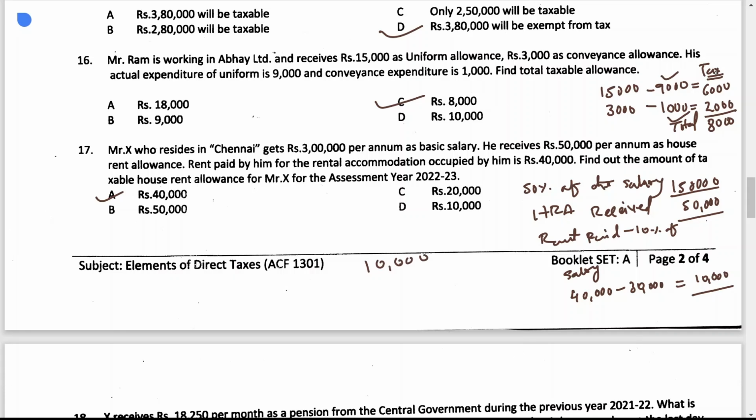But here we have to find out how much is taxable. So that means how much you have received? 50,000. Out of which 10,000 is exempt from tax. So now what is taxable? 40,000 is taxable. So this way 40,000 will become your answer.